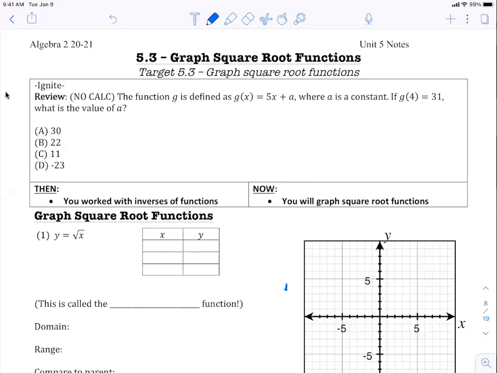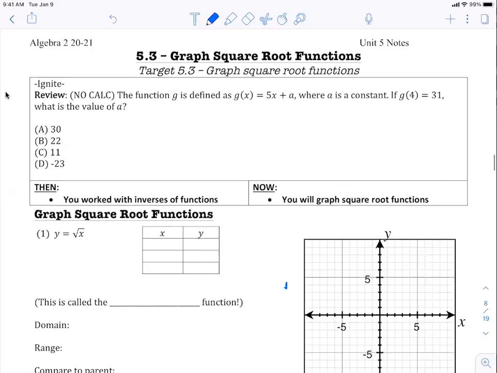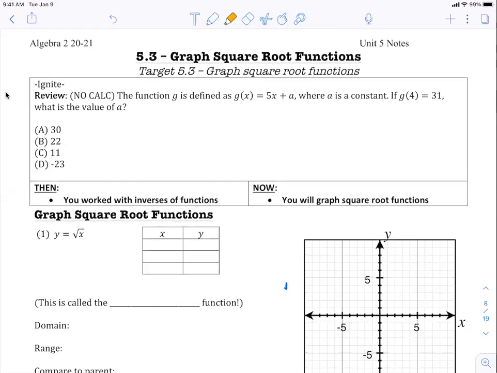Hello, everyone. Today we're going to be graphing square root functions. So before we get going, you guys already know what I'm going to say. Pause your video, and if you could try the review problem at the top of the page, that would be awesome. And go.